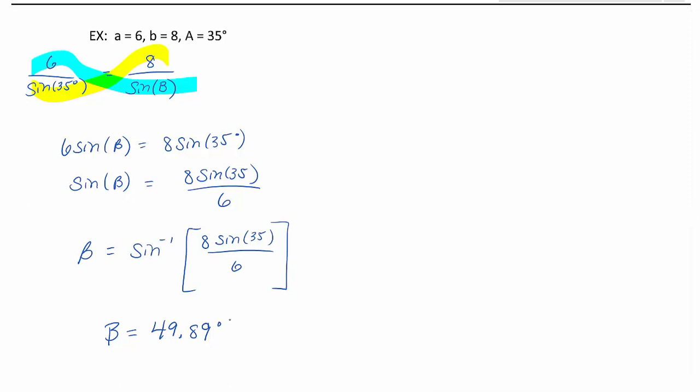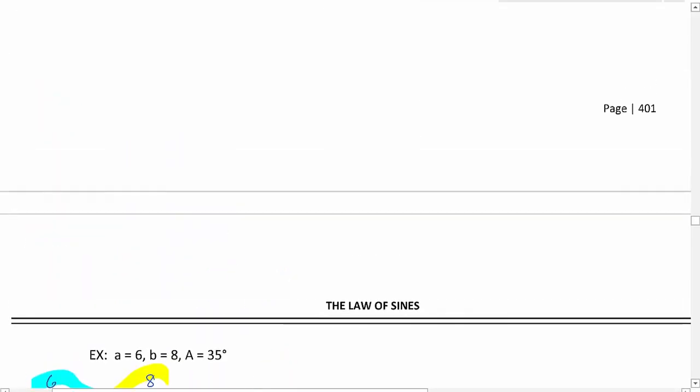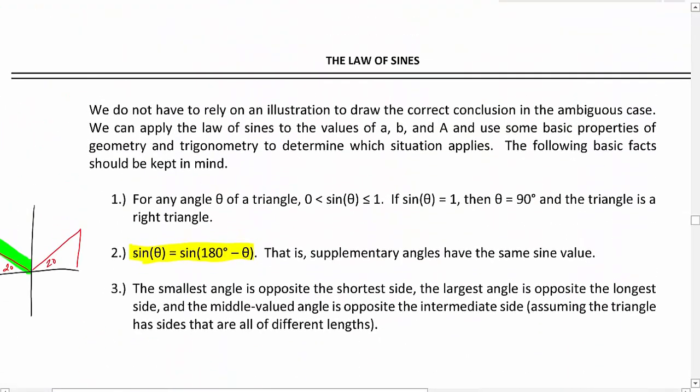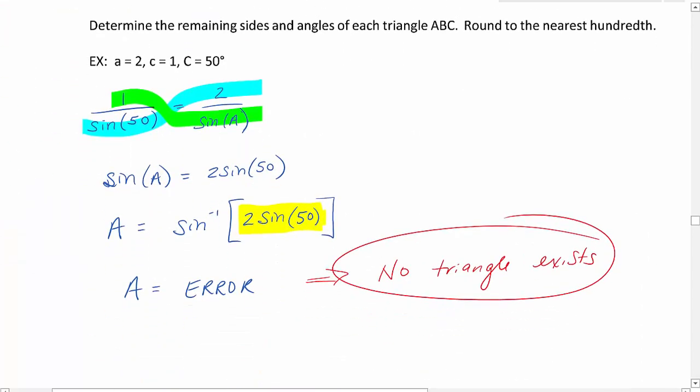But I don't know if this is going to swing one way or another to create 1 or 2 triangles. So I always assume that there are 2 triangles in existence. Now, we're going to use this fact 2 here, that sine of theta equals sine of 180 degrees minus theta, to get the second angle, the second possibility.